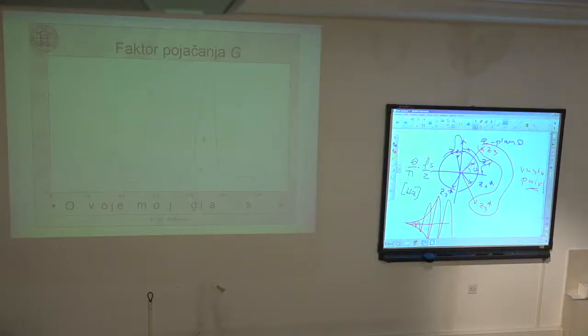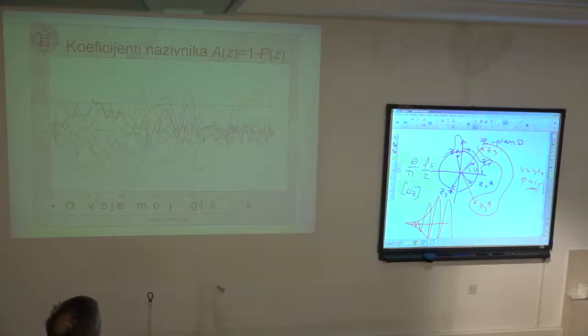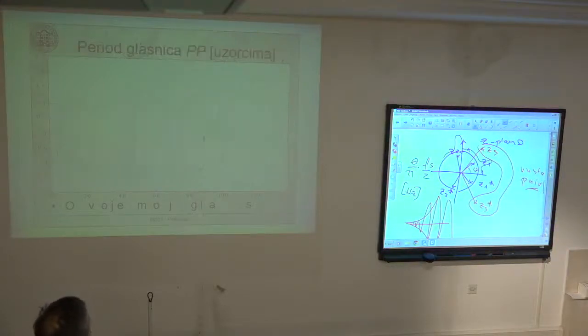The coefficients, how these coefficients alpha 1 to alpha p change with time, it is shown here. So this curve shows each individual coefficient alpha 1 to alpha 12 as they vary along this pronunciation "Ovo je moj glas." So I have exactly the parameters of the vocal tract model as a function of time for each sound that I'm producing. And finally, this here shows the period of the excitation signal for the voiced sounds.